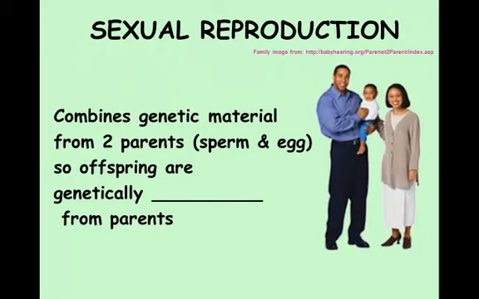Sexual reproduction, remember, we're taking the genetic material from two parents, and it makes it so that the offspring are different. They're different from the parents, and all the offspring that come from those parents are different from each other. Think about your brothers and sisters. Unless you're a twin, none of them are exactly the same as you.